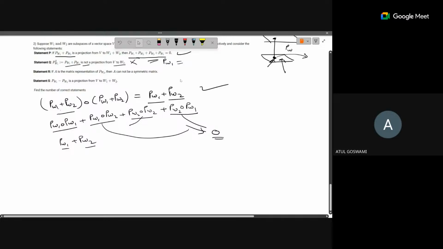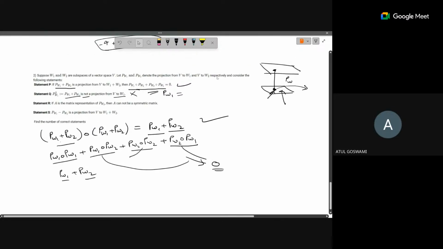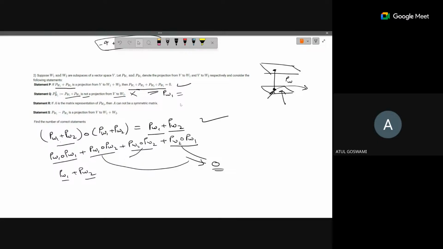Statement: A is a matrix representation of pw. What is pw? pw is the transformation or the projection from v to w2, and w2 is a subspace of v. So we are getting some matrix, and this matrix cannot be symmetric. So what if this matrix is symmetric? What will happen then?